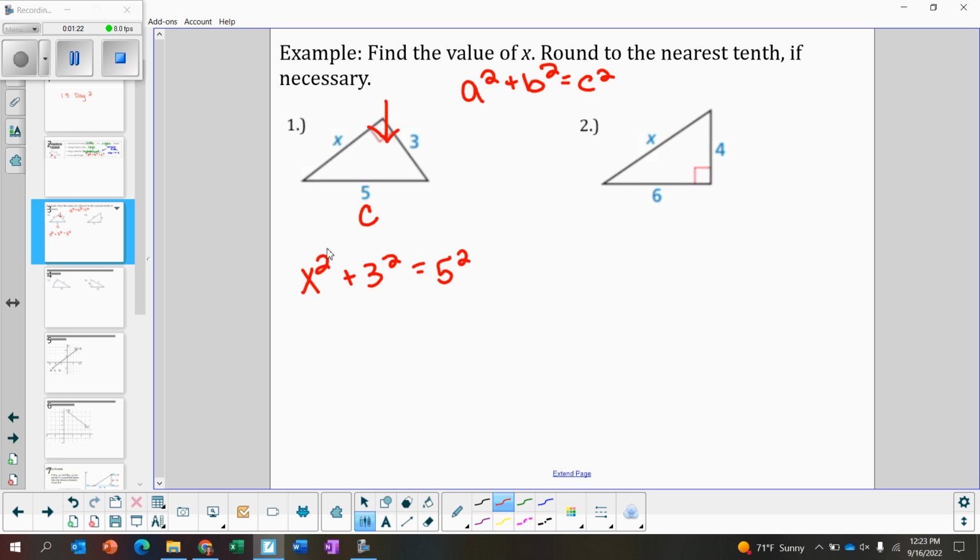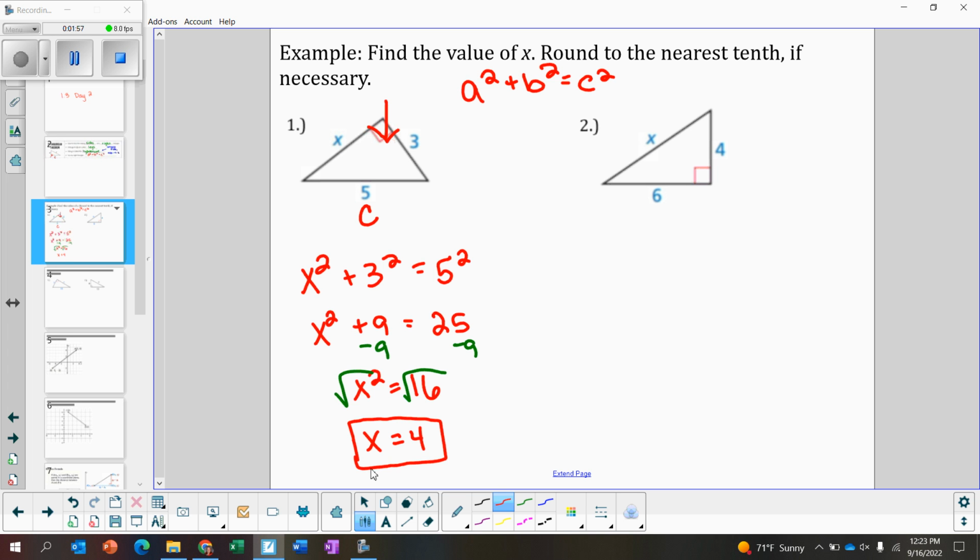To solve this, I'm going to keep x squared alone for now. I'm going to do these squares, so that's going to be 9 and 25. I want to get what's being squared alone, so I'm going to subtract 9 from both sides. Now we have x squared equals 16. The opposite of squaring something is taking its square root, so I take the square root of both sides, and I get 4. That's a nice number because 16 is what we call a perfect square, so we didn't even have to round to the tenth.